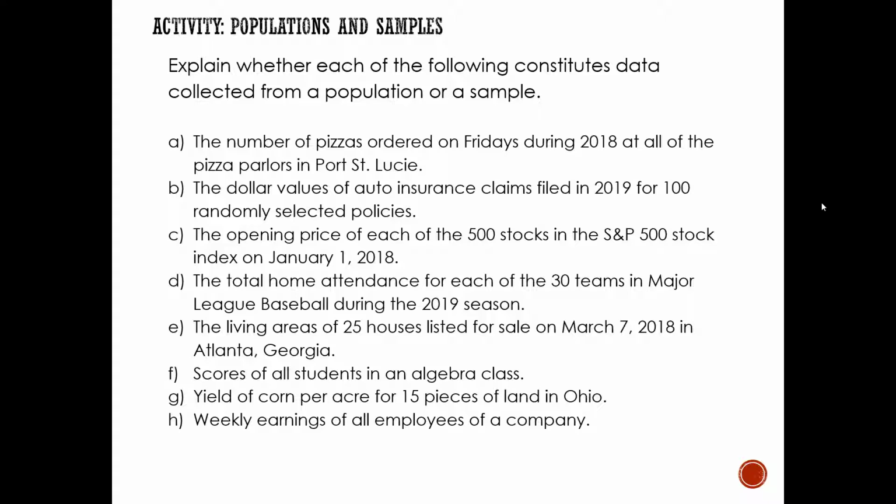Part C. The opening price of each of the 500 stocks in the S&P 500 Stock Index on January 1st, 2018. Look for the words. This says the price of each of the 500 stocks. In other words, every stock is represented. When we represent all of them, it's every one, each of the 500, that's population data. Now take D through H, stop your tape just a minute, and see if you can complete those on your own, and then restart.